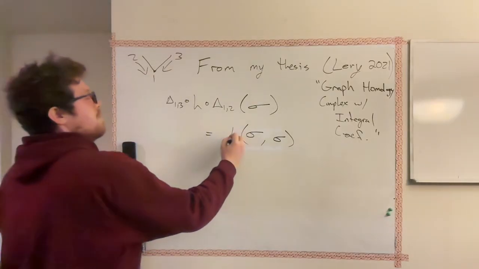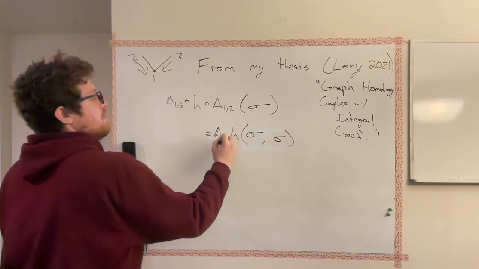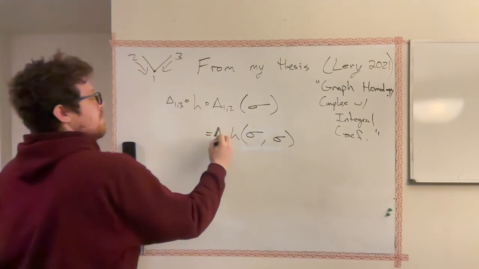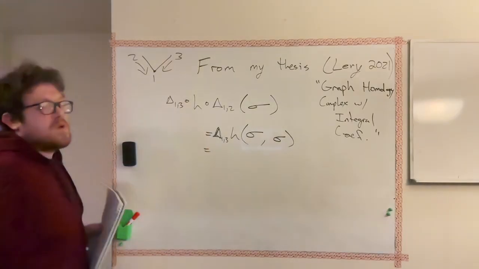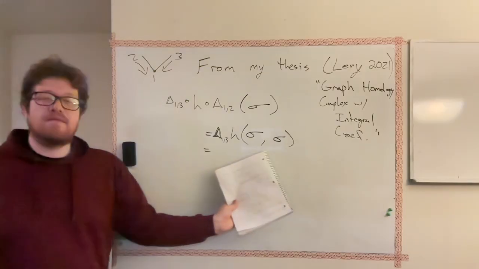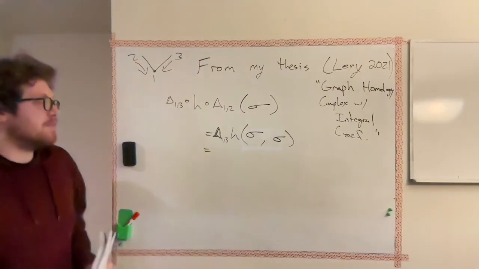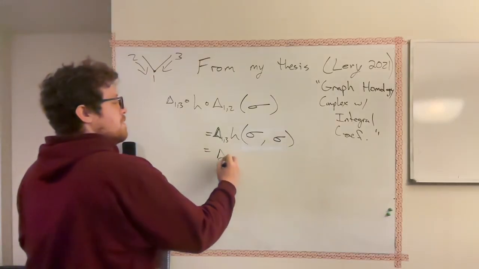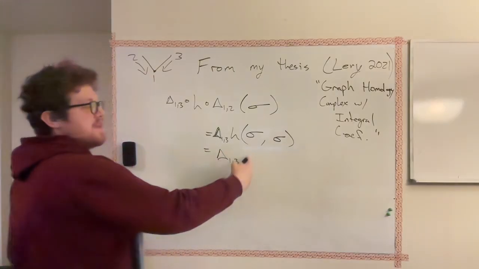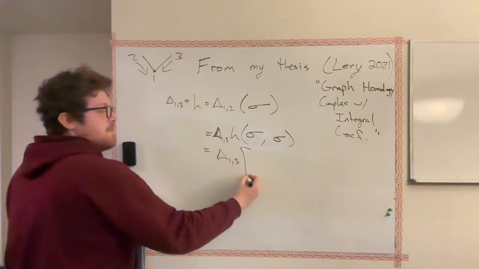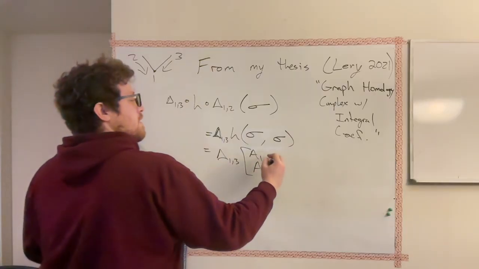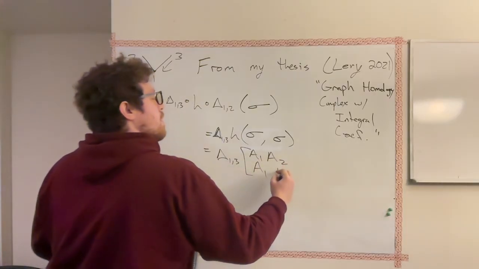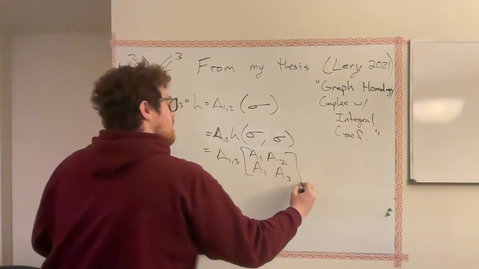Then we want to apply h to this, and then delta 1, 3. When we apply h, we're going to get an A configuration. This is going to be delta 1, 3, and I'll write the A configuration in that notation like I had before. So this will be like A1, A1, A2, A3, like that.